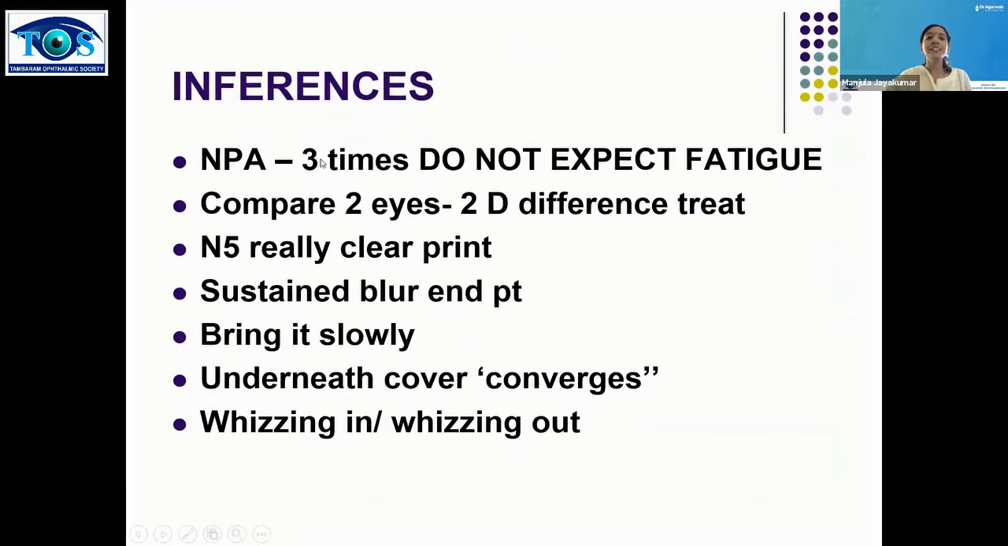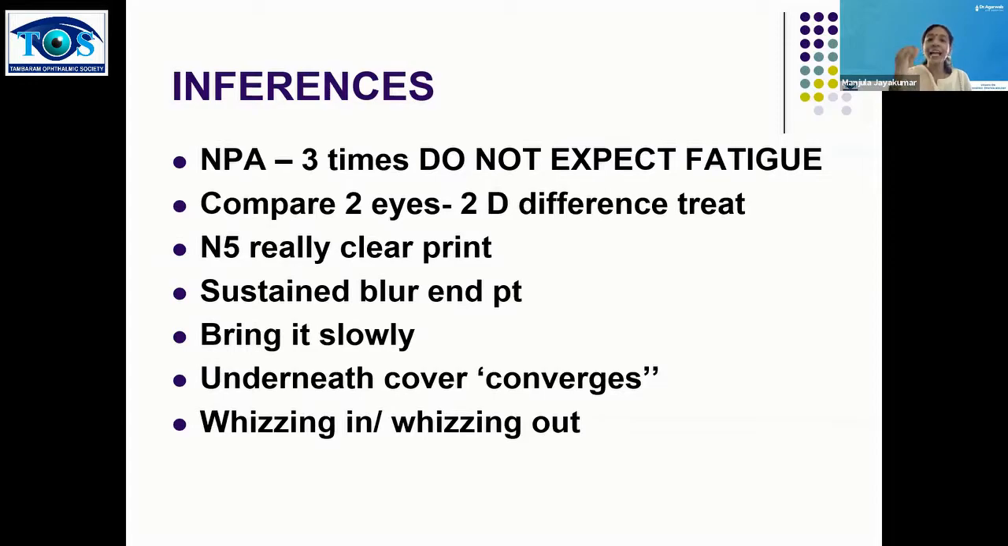So inferences: do your NPA at least 3 times. Compare between the two eyes. Anything of 2 diopter difference between the two eyes is abnormal. The N5 print should be really clear and not just clear. What is acceptable is really clear. If you have a sustained blur, then that is taken as the end point of measurement. Bring your target closer slowly. Don't bring it at a very fast speed.